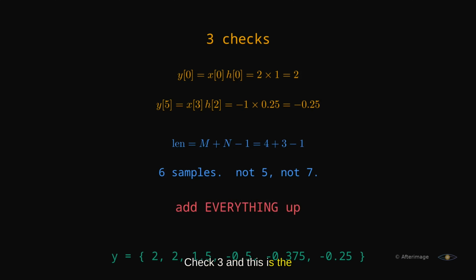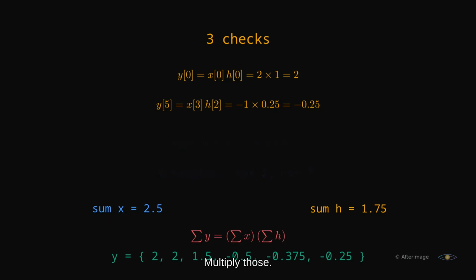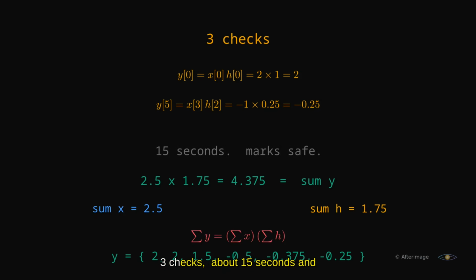Check 3, and this is the one nobody uses. Add everything up. The sum of y always equals the sum of x times the sum of h. Our x sums to 2.5. Our h sums to 1.75. Multiply those, 4.375. And our 6 outputs sum to exactly that. 3 checks, about 15 seconds, and you know the marks are safe.